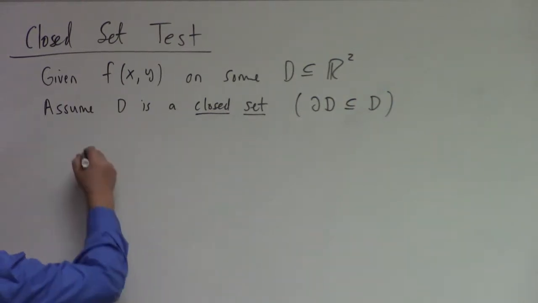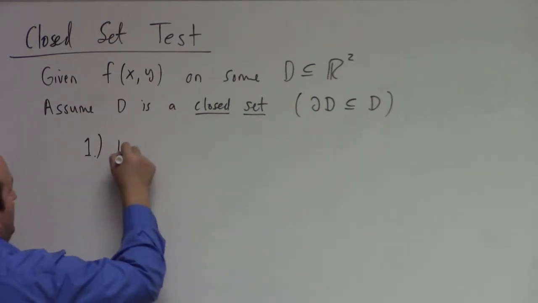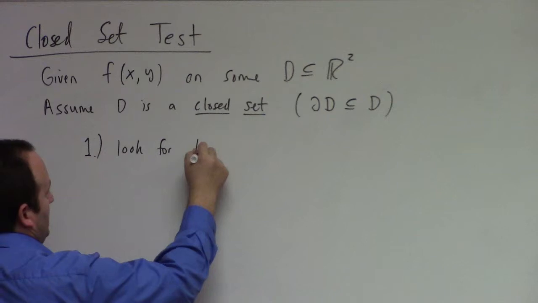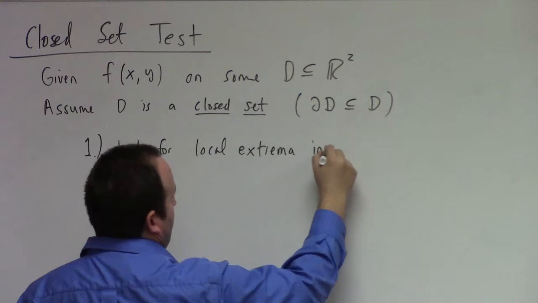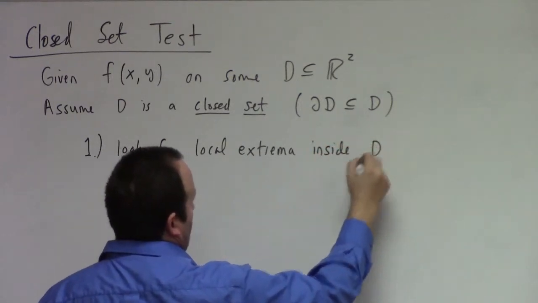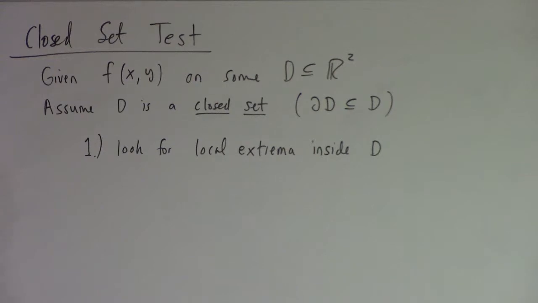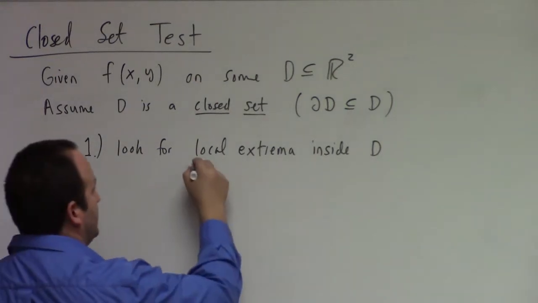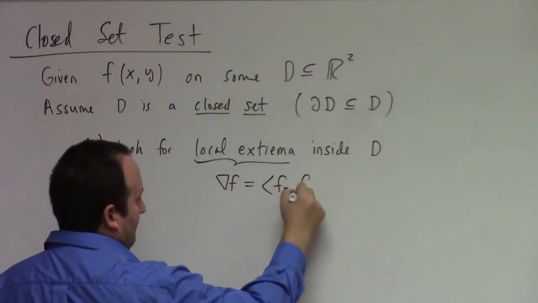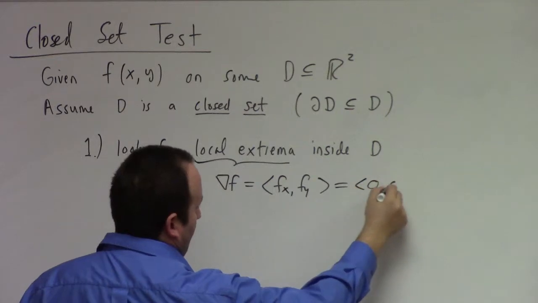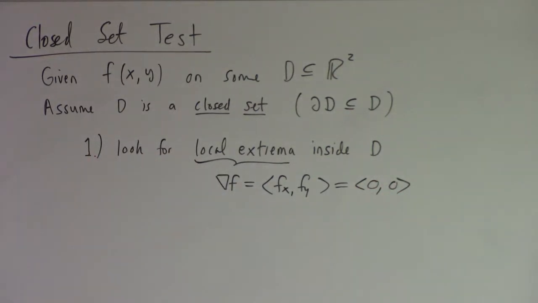So here's the algorithm. Step number one is you look for local extrema inside D, so you might say in the interior of D. Where do you find local extrema? Well, that's a place where the gradient of f is equal to 0. So we look for those critical points, or I think your text calls them stable points, right? That was what your question was about, how to find those. So we'll get to that.